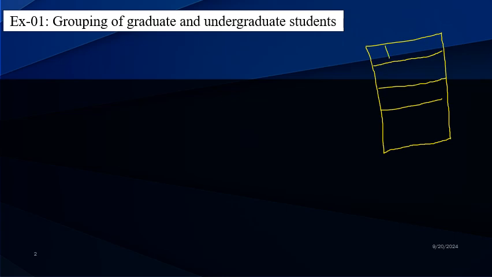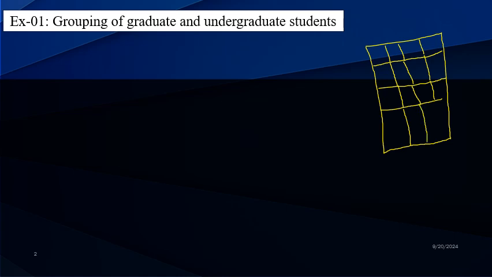How many boxes would be there? 4 students will come in the first group, so 4 boxes would be there. In the second also 4 boxes would be there. And in each group only one graduate student would be there. The rest of the boxes will be filled by undergraduate students. So a 1+3 scenario would be there.